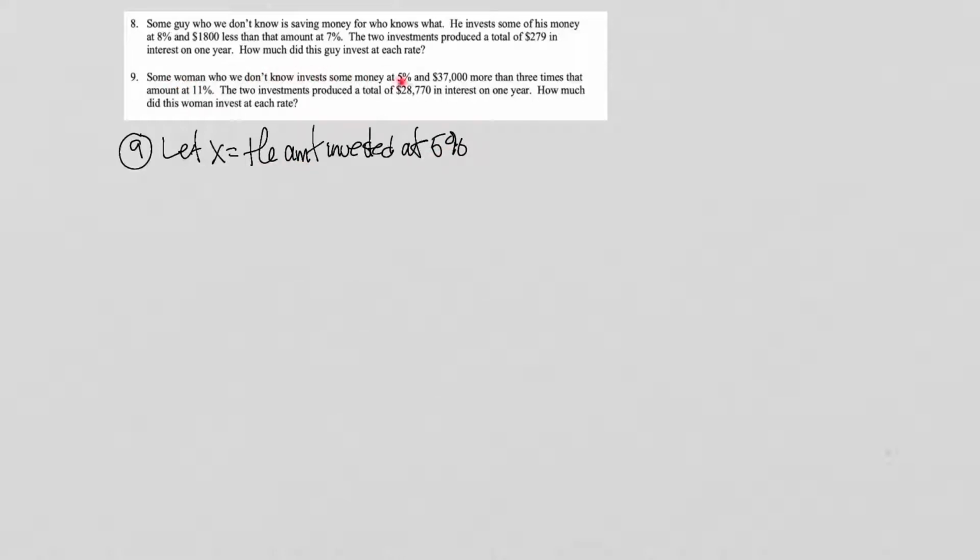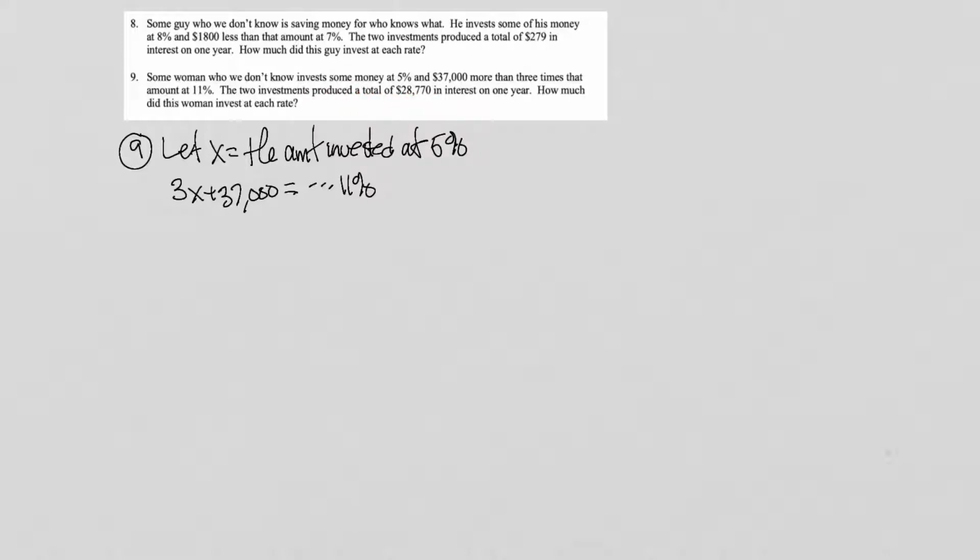So she invested some at 5%, and now 37,000 more than, there's that more than, so what follows more than is where we start, 3 times that amount. So that amount was X. So we have 3 times that amount, but 37,000 more. So plus another 37,000. That's equal to the amount invested at 11%. And now I'm thinking about it this way, is that she gets interest off the 5%, and then she gets some interest off the 11%. She adds those two together, and she gets a total of this much.